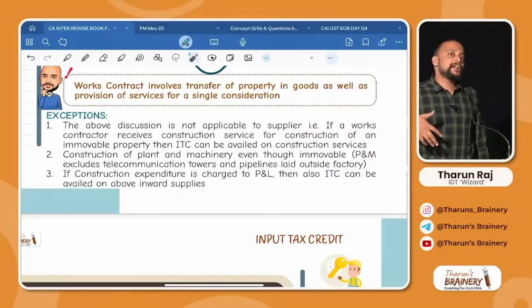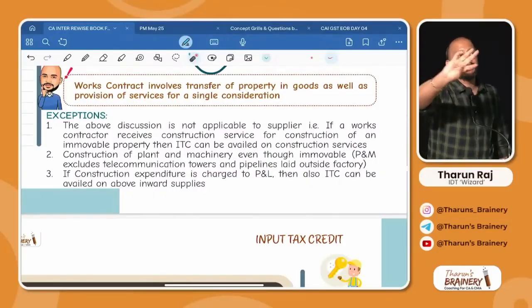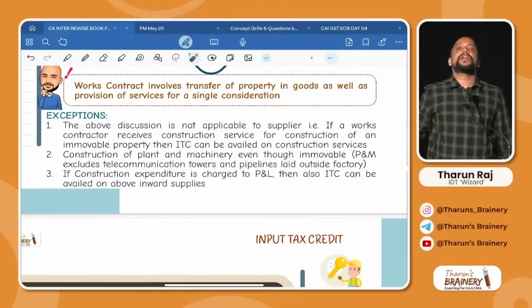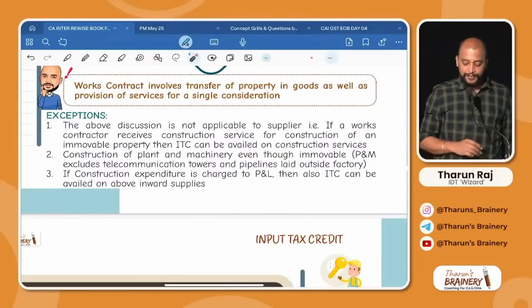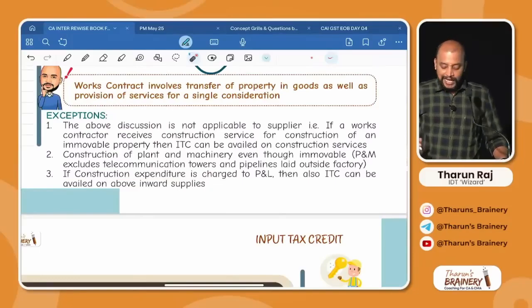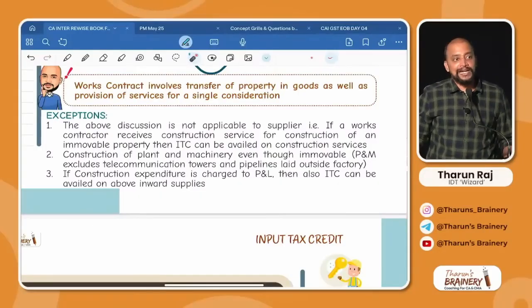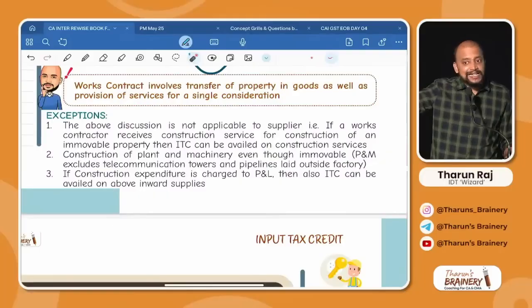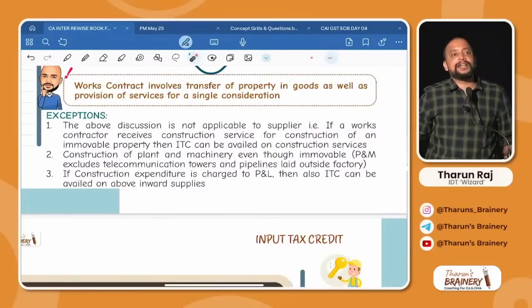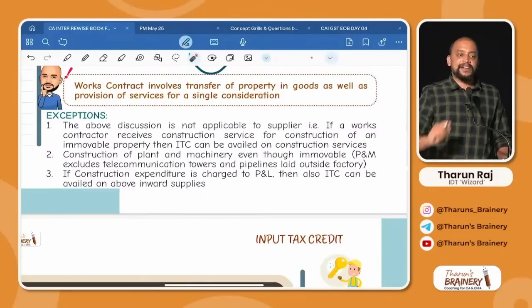Same way, for laying down pipelines outside the factory gate, for waste disposal, they will lay down the pipelines. Again, that is also not counted as plant and machinery, so ITC is not given. Then, if construction expenditure is charged to P&L, then also ITC can be availed on the above inward supply. If it is capitalized, ITC is not available. But when we charge it to P&L, if it is a renovation expenditure, a repair expenditure, etc., ITC is available in that case.